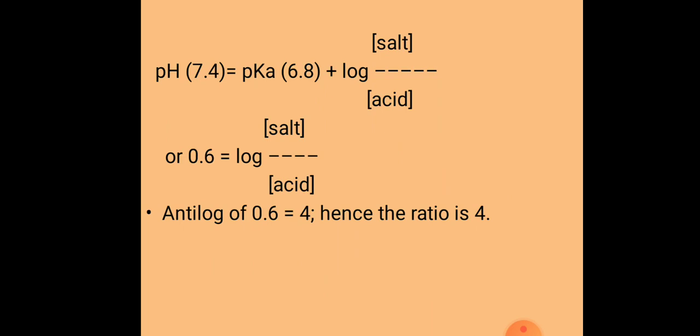Now applying the equation, pH 7.4 is equal to pKa, which for the phosphate buffer is 6.8, plus log of salt by acid. Or we can write 0.6 is equal to log salt by acid, taking the pKa to the left hand side. So it becomes the antilog of 0.6, which is equal to 4. Hence the ratio of salt to acid is 4.